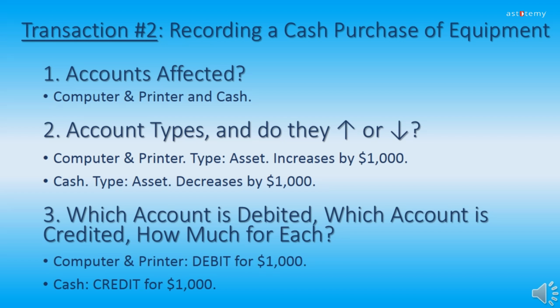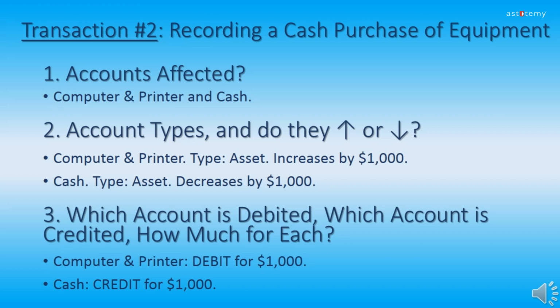And now we discuss the journalizing of Transaction 2, recording a cash purchase of equipment. Step 1. What are the accounts affected? The accounts affected are computer and printer and cash. Step 2. What are the account types and do they increase or decrease? Computer and printer is an asset type and it increases by $1,000. Cash is also an asset type. It decreases by $1,000.